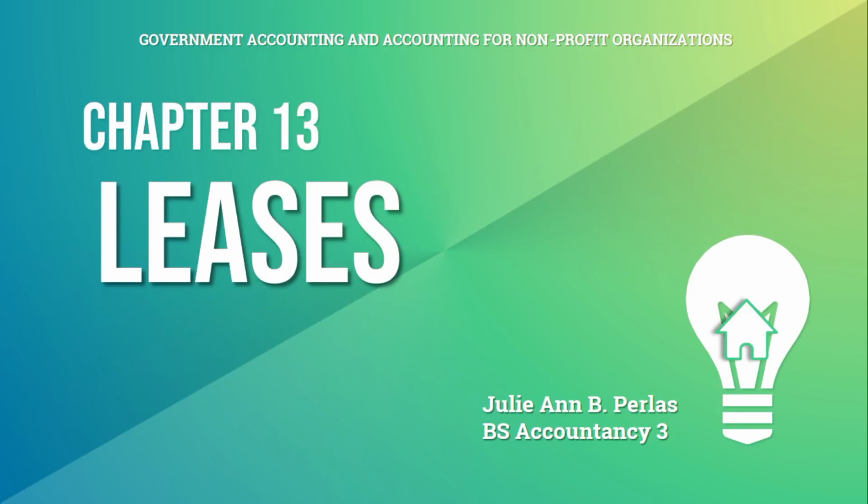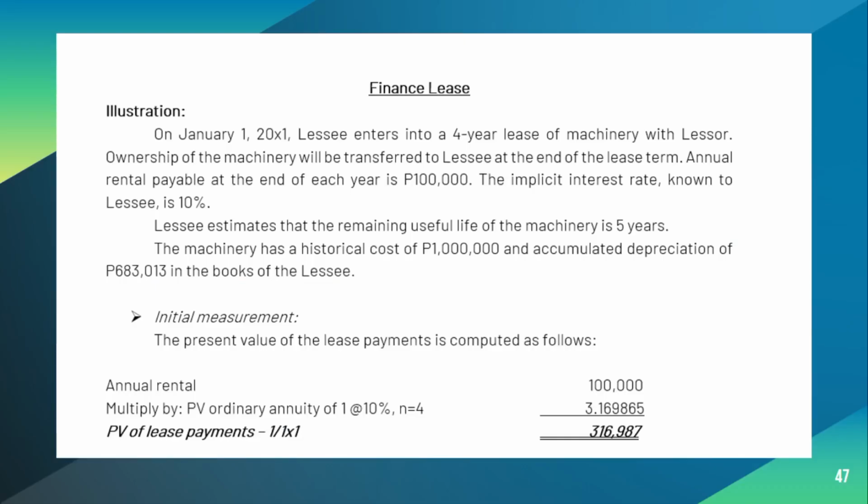Good day, I am Julian Perlas and this is the continuation of chapter 13. This is all about the illustrations on how to account for the books of lessee and books of lessor in finance lease accounting and operating lease accounting. First example is for finance lease.